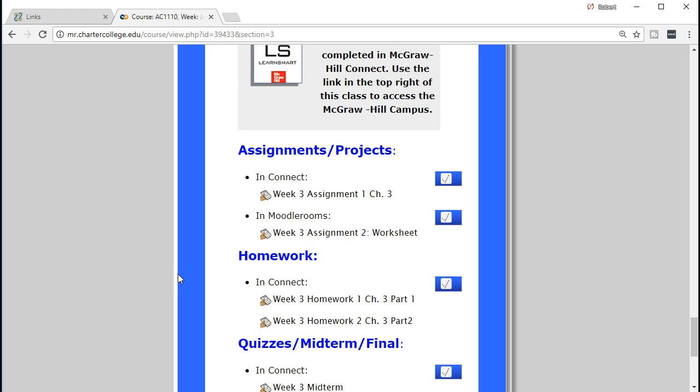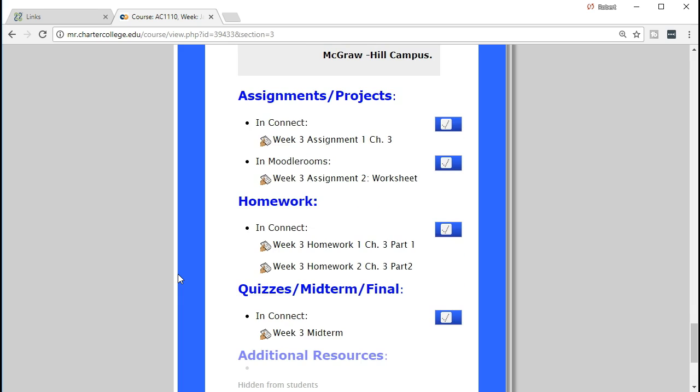Then we have the assignments, we have the homework, and we have the quizzes. Most of this will be done in McGraw-Hill's Connect, but remember that although most of it will be in McGraw-Hill's Connect, it will not be all listed in McGraw-Hill's Connect. And although most of it will not be done here, it is all listed here in Moodle Rooms. And at this point, we're probably aware of, hopefully, that we have at least this one right here, this Moodle Rooms assignment that we're going to have to do within Moodle Rooms.